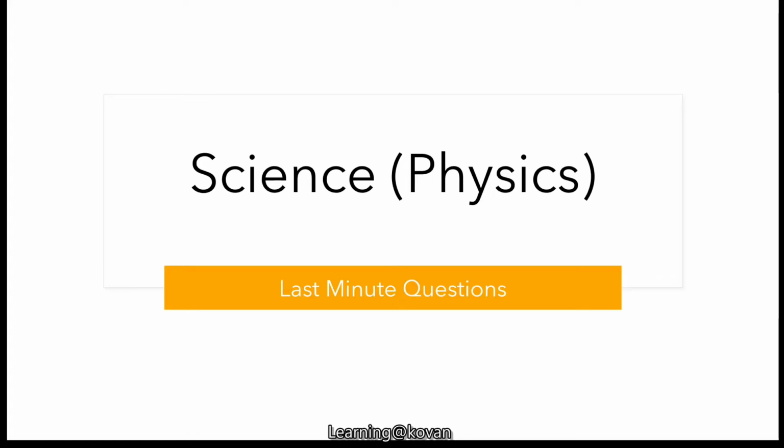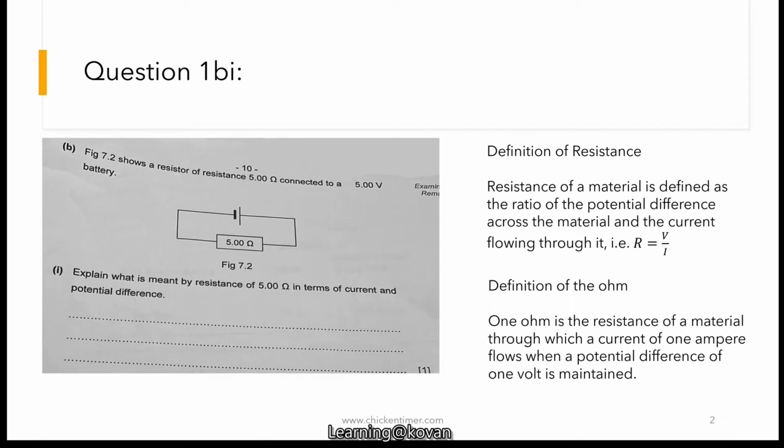Okay, this time around this is another one. This is physics. So this is the question that you sent me. So I put it onto a slide. So B part 1, they say explain what is meant by resistance. Okay. So this is the definition question with a twist.